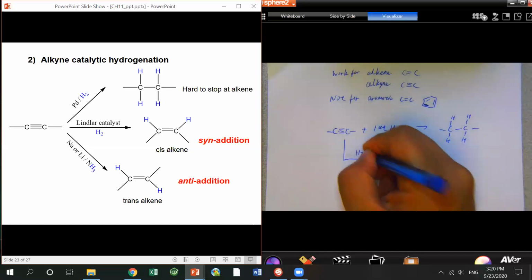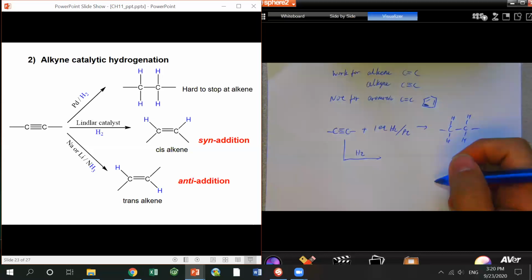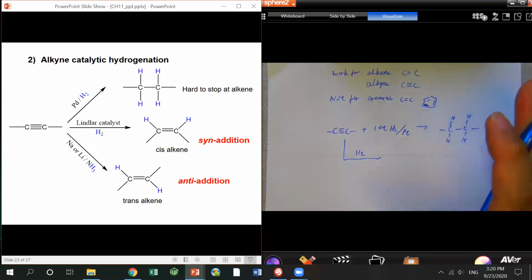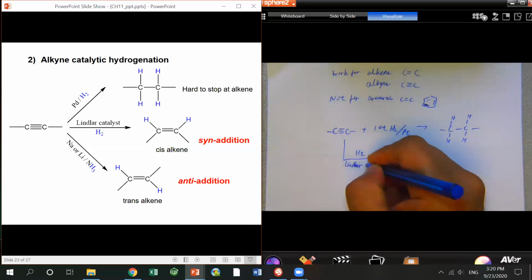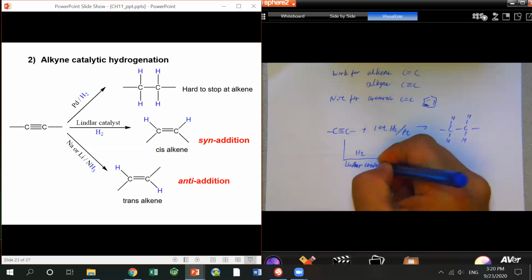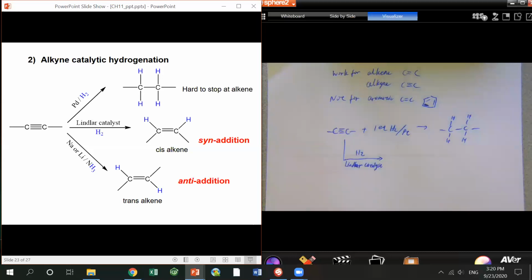Still a catalytic hydrogenation reaction, but this time we use a modified catalyst called the Lindlar catalyst. The Lindlar catalyst is what we call a poisoned catalyst. This catalyst is very poor, so it has a more limited function.